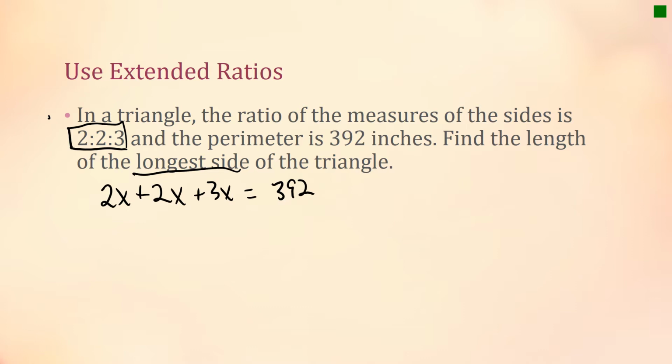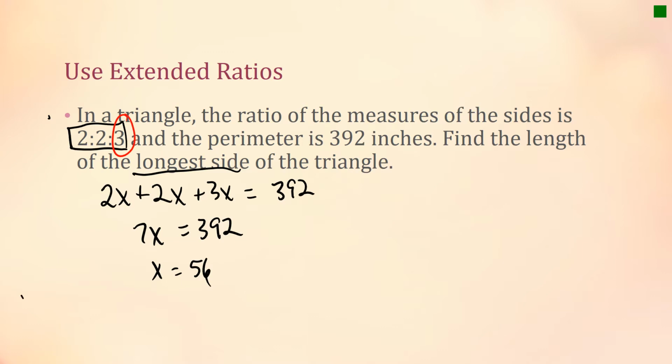So let's see, 2 plus 2 plus 3, that's 4, that's 7. 7x equals 392. I might better get my calculator out here and make sure. I think I know what the answer is, but you never know. 392 divided by 7 equals 56. So x equals 56.